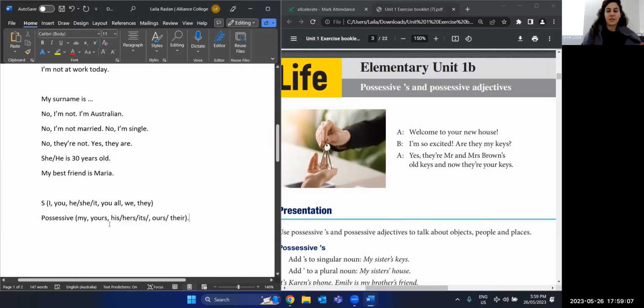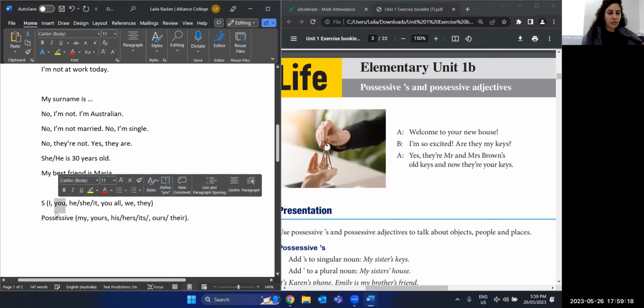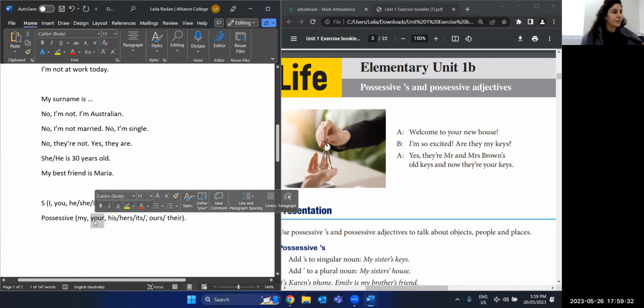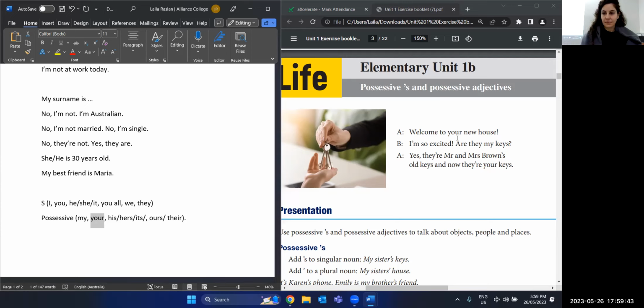So there's a different way we use this. So let's look at the conversation. So A says, welcome to your new house. It's not you. We're not talking about you, the person. We're talking about something that someone owns. Welcome to your new house. I'm so excited. Question starting with to be. Are they my keys? Because are they my keys?